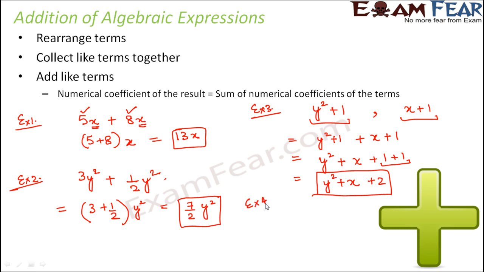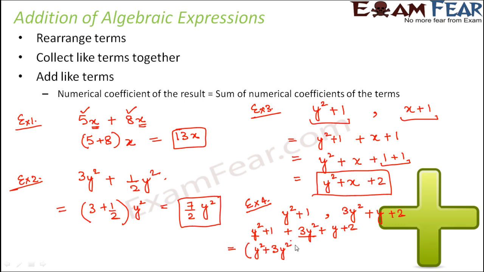Okay, so if this concept is clear, let's take one more complex example. Let's say you are given one expression as y square plus 1 and the other expression is 3y square plus y plus 2, and you have to add these two. How will you add them? y square plus 1 plus 3y square plus y plus 2. Let us start arranging the like terms. y square and 3y square are like terms because both of them have the same algebraic factor, y square. So we put them together. How many terms do you have with algebraic factor y? Only one term, so we put it together. How about the constant terms? There are two constant terms, 1 and 2. So we put them together.